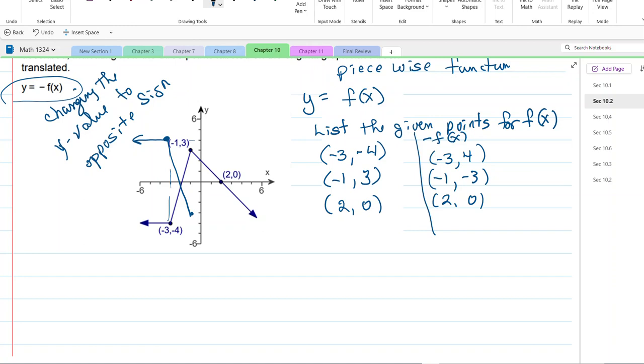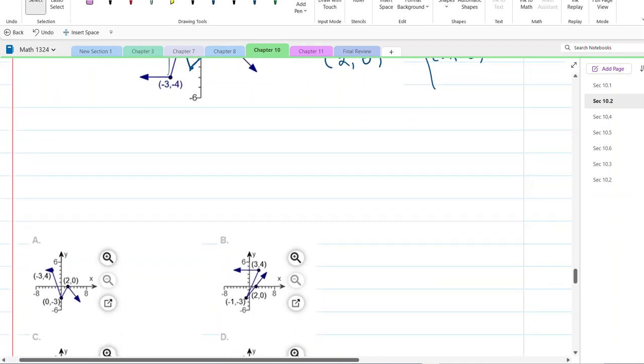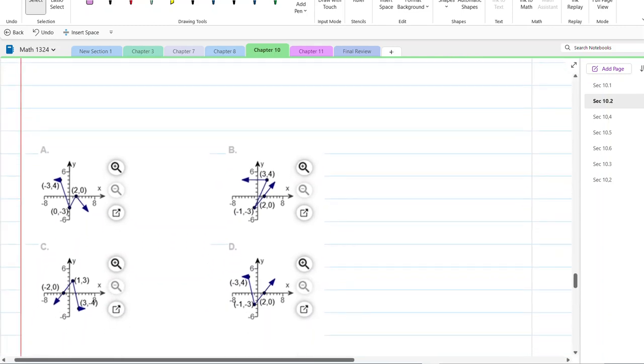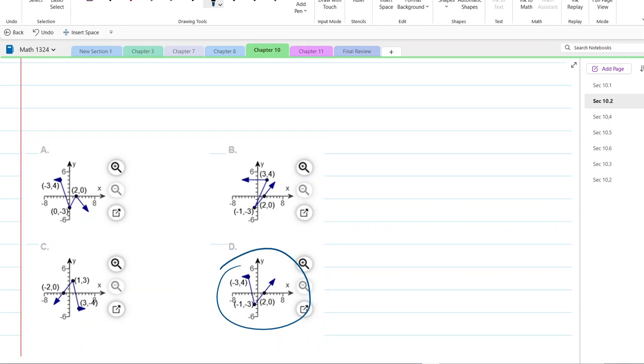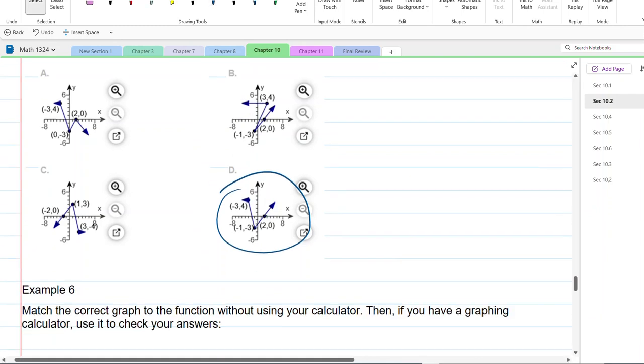And then I would have this guy here. From this guy, 2 and 0. All right. So I would have that. So as we look at this, because we just did all of the changes, I would see which graph looks like that. And it would be this guy right here. All right, because this is -3 and 4, -1 and -3, and 2 and 0. And that's how you do it.